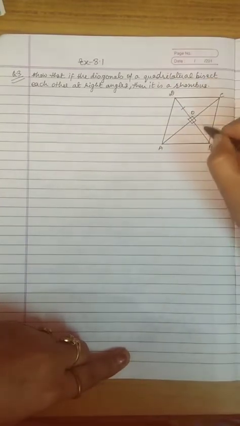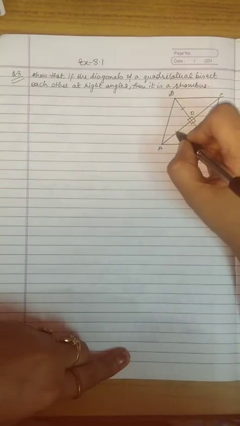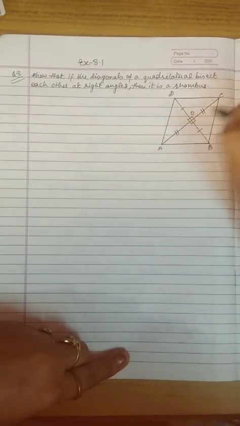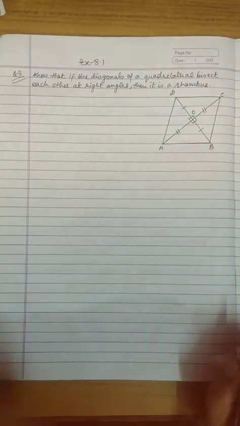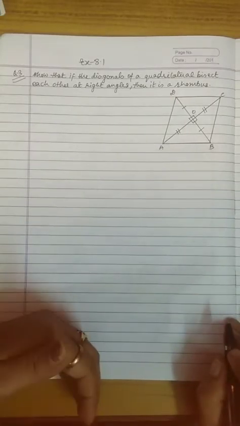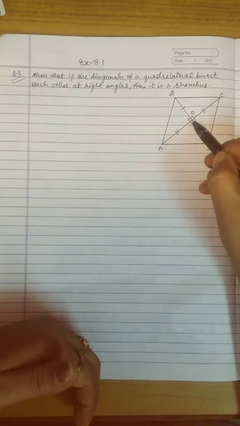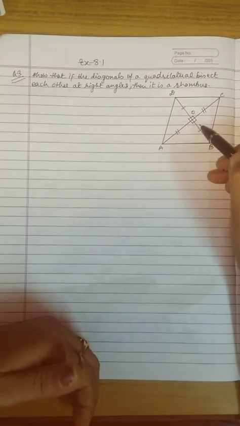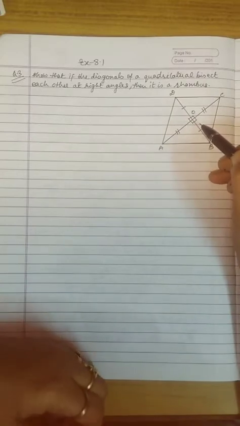Therefore OD is equal to OB. Similarly OA is equal to OC. They bisect each other and at right angles. Therefore all the angles at the center are equal to 90 degrees.